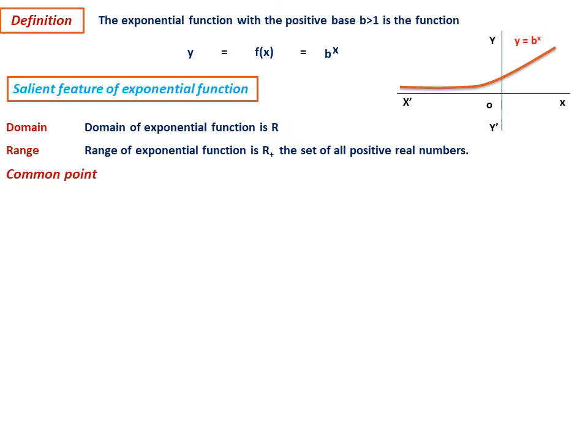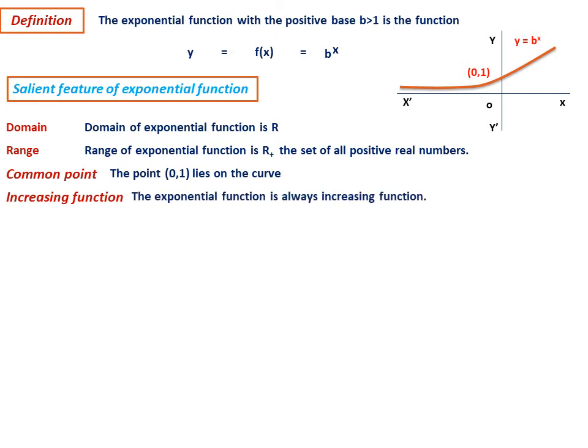Then there is another interesting thing. You take any value b more than 1, and then the point (0, 1) always lies on the curve. So it cuts the y-axis at (0, 1). So this is another important feature. Then increasing function: you can see from the graph, the curve is always going upward. So it is an increasing function. The exponential function is always an increasing function, provided b is more than 1. Very important: b is more than 1.